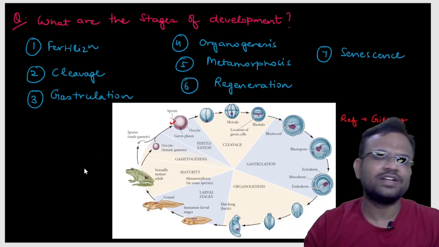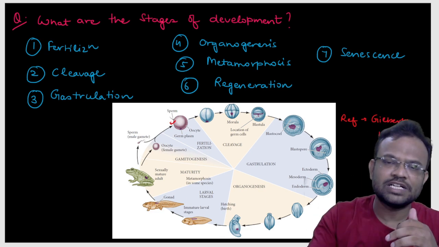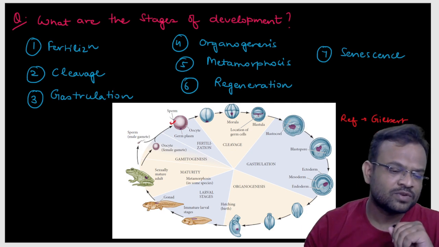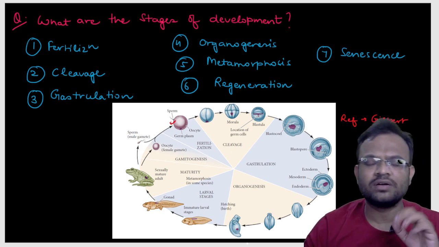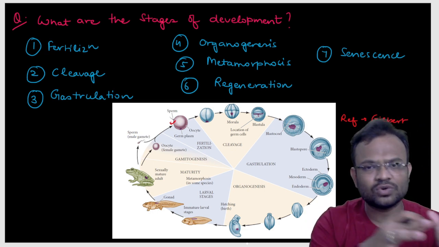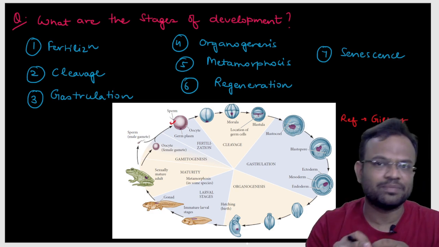Now, what are the different stages of development? As I said, development is a slow progressive step. It does not take place in one step. There are multiple steps to the development. What are the different steps? First step is fertilization. Now remember that I would be talking about all of these steps in the subsequent lectures, not over here. I'm just trying to introduce you to the terminology of the development, right?